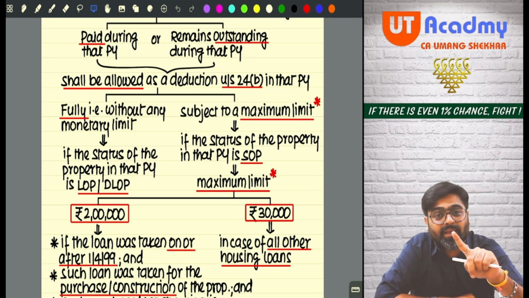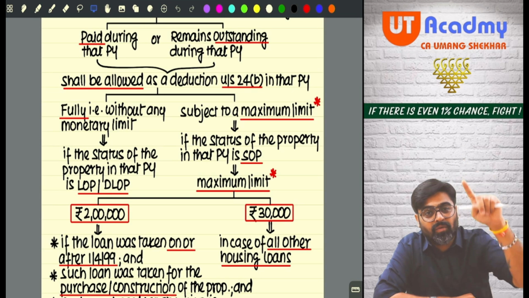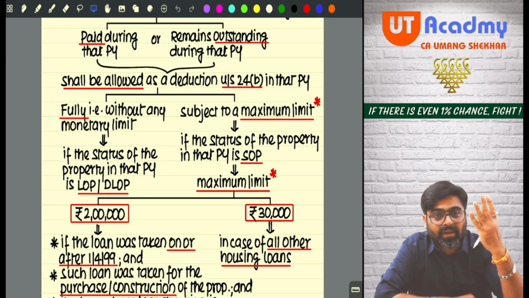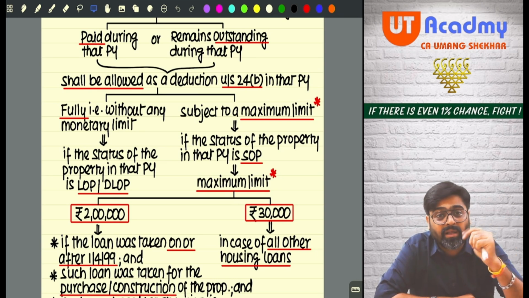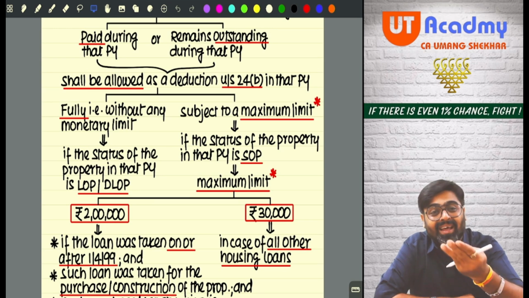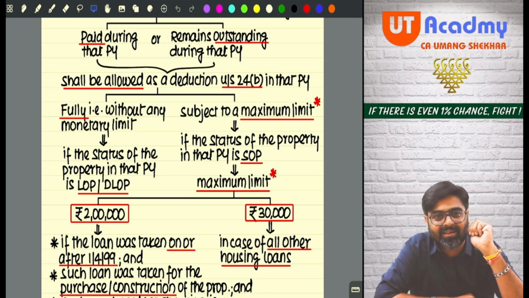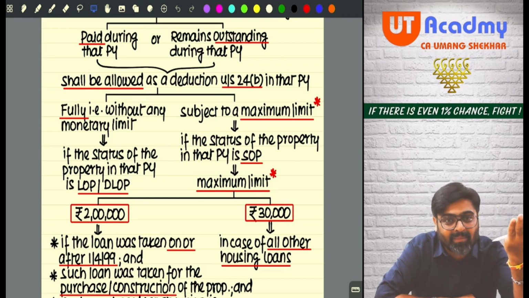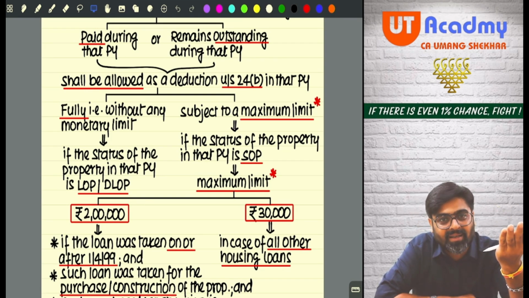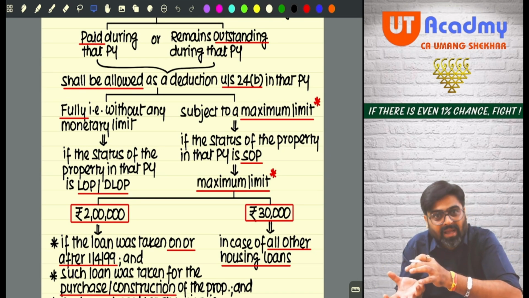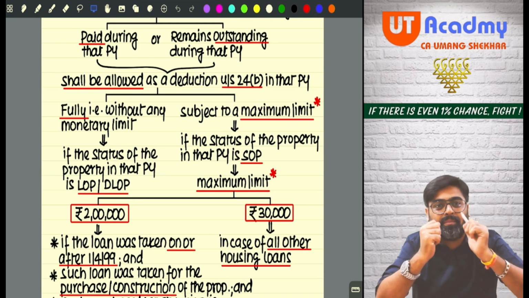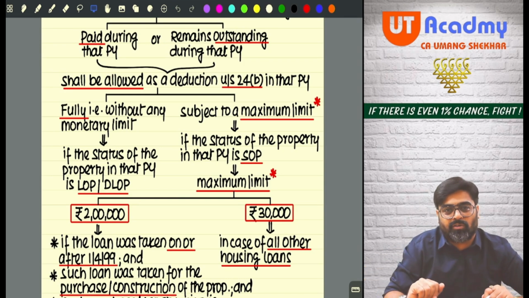For SOP, GAV will be nil. Municipal tax will not be allowed as a deduction. So NAV will become nil. Out of that, standard deduction you are not going to get, but they are good people that they are giving you interest on housing loan deduction. But it should not be given unlimited. If it is given unlimited, then there will be a loss calculated from this property, and that loss will be unlimited. They want to restrict the amount of loss.